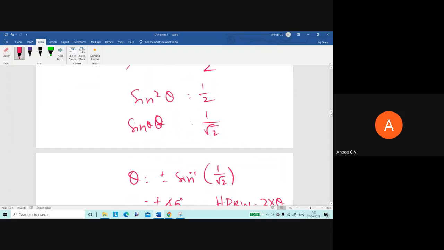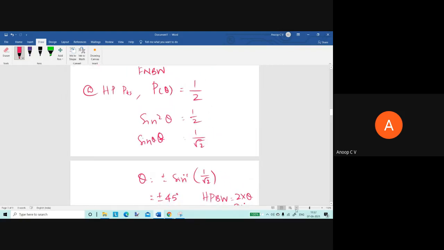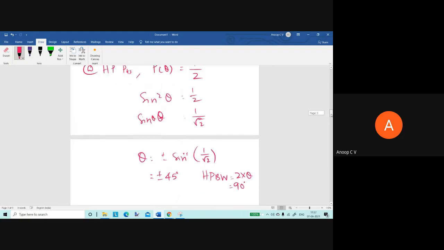Maybe I should zoom it out a bit so that you can see more. Is it visible now? Whatever I've written, the entire thing. Yes, sir. Yeah, I hope so. Right.